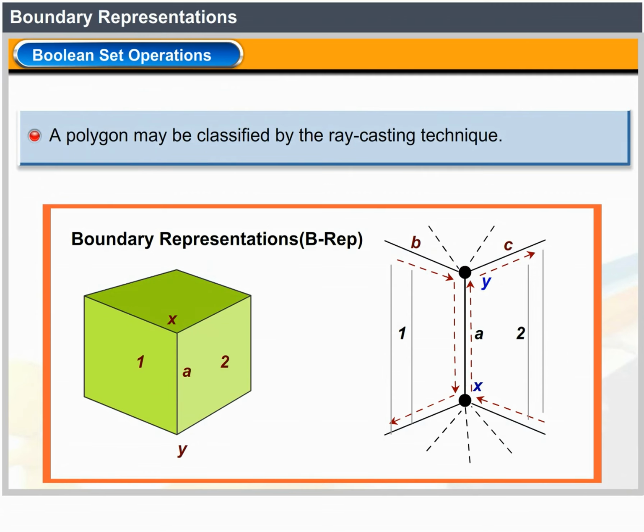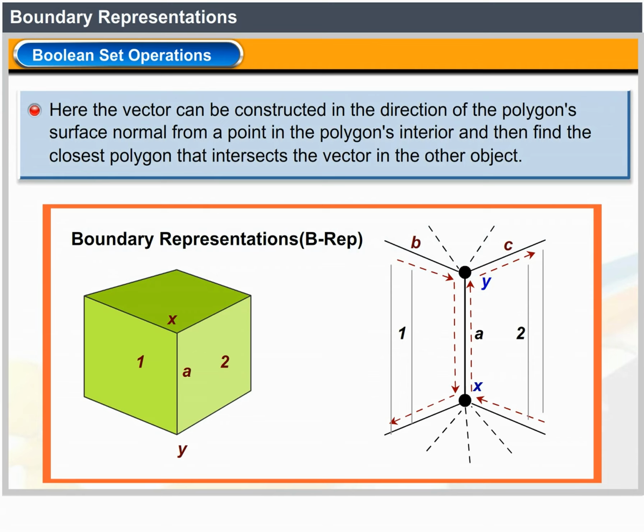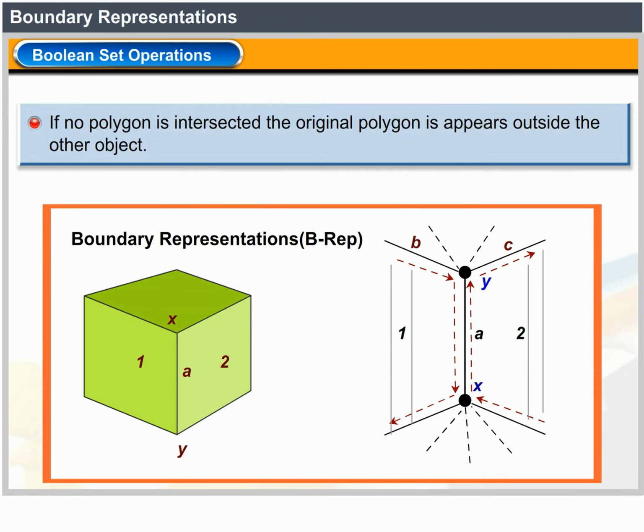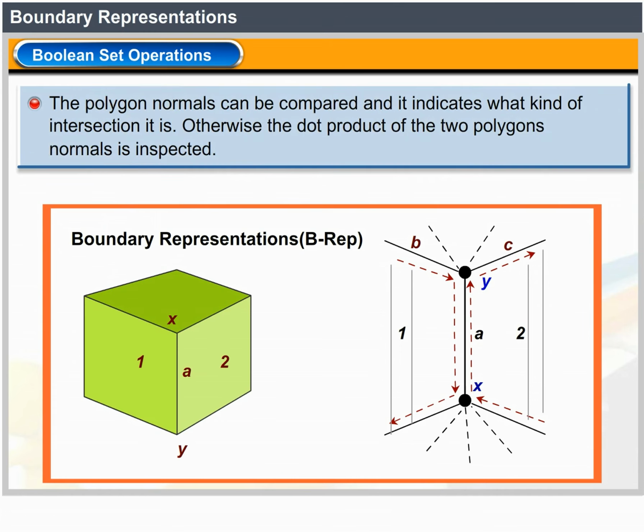A polygon may be classified by the ray casting technique. Here we construct a vector in the direction of the polygon surface normal from a point in the polygon's interior, and then find the closest polygon that intersects the vector in the other object. If no polygon is intersected, the original polygon is outside the object. If the closest intersecting polygon is coplanar with the original polygon, then this is a boundary-boundary intersection, and comparing polygon normals indicates what kind of intersection it is.